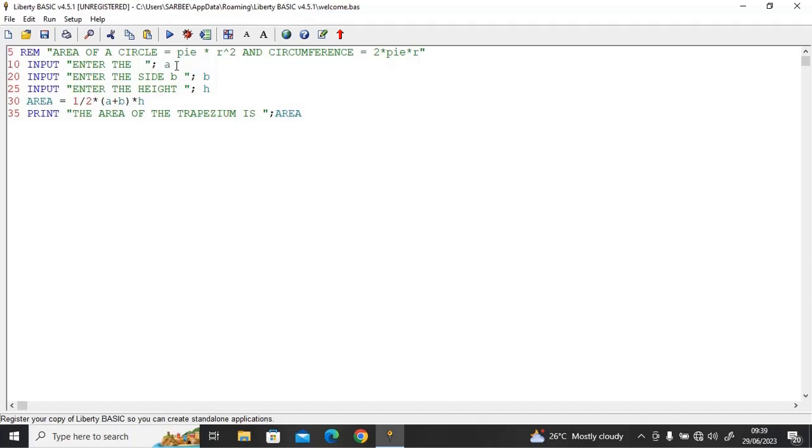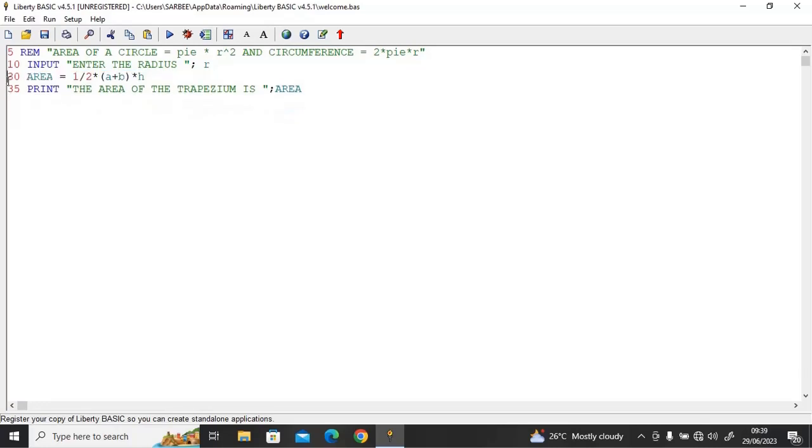Enter the radius. So I'll make this one small r. Then you'll be wondering, should I write enter the pi? But since pi is a constant, I don't have to enter pi. I have to use it straightforwardly. So 15, I can say pi equals 22/7. This is a constant, so I have to declare it here. I don't have to enter it.